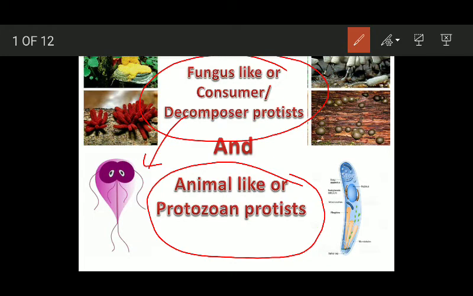Why are they known as fungus-like or consumer decomposer protists? The reason being, these organisms resemble fungi, and they also resemble animals. That is why they are known as consumer decomposer protists. Since animals are consumers and fungi are decomposers, these organisms possess the qualities of both consumers, that means animals, as well as fungi, that means decomposers. That is why they are known as consumer decomposer protists.